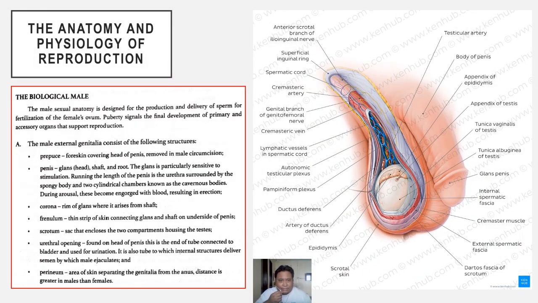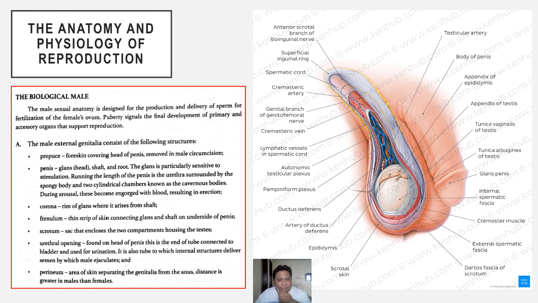Okay, so the next slide will be talking about the external genitals of the male reproductive system. First is the prepuce, which refers to the foreskin covering the head of the penis. If you're an uncircumcised individual, of course you have the prepuce. But if you're circumcised, the prepuce is removed during the circumcision.